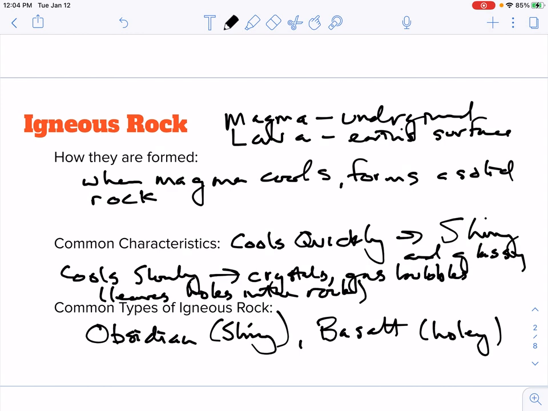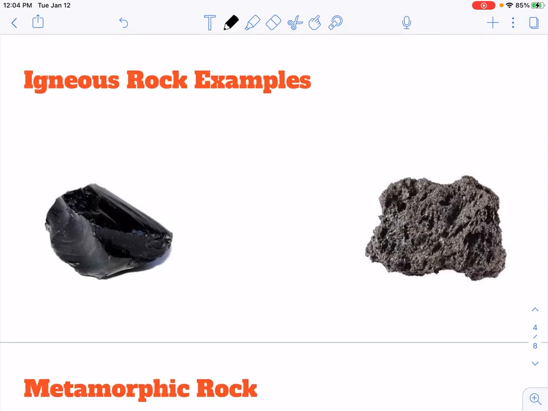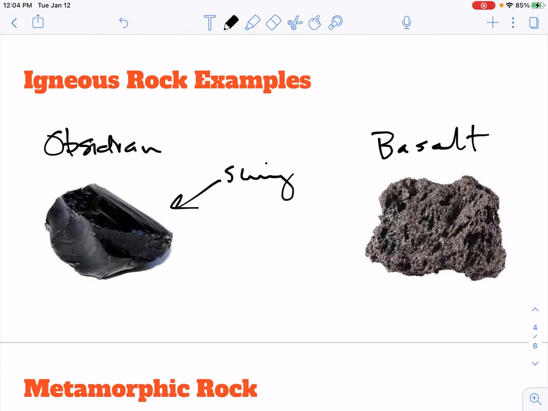And then if we go to the next page, we have some pictures of what this looks like. So the igneous rock examples: this right here would be obsidian, and this would be basalt. You can see the obsidian is shiny and glassy. And you can see that this has holes in it. It's not as solid looking as the obsidian. But these are both forms of igneous rock. And so we're going to stop right here.